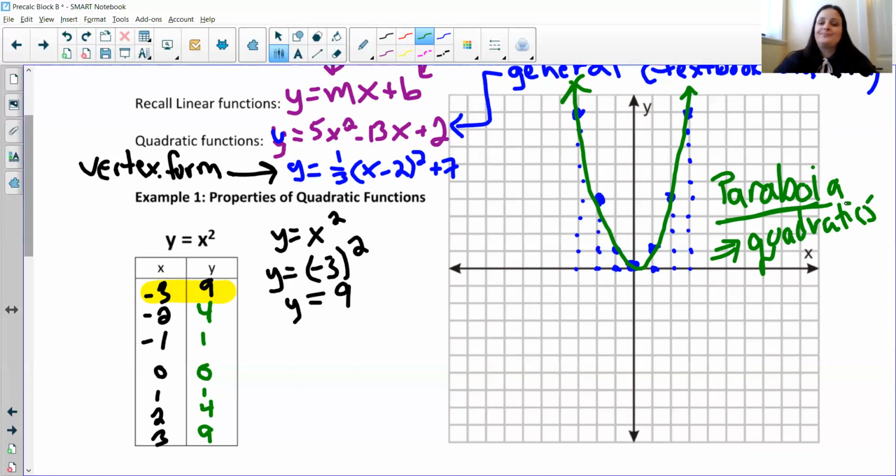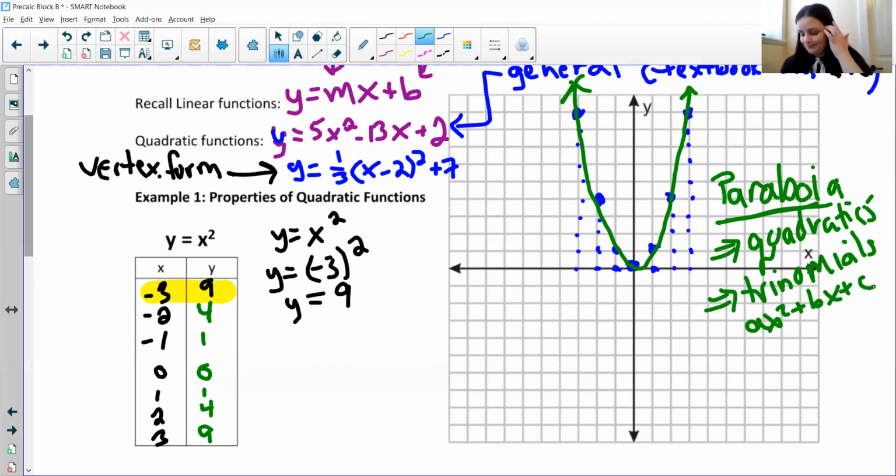So it's another trinomial. Technically anything with 3 different terms, unlike terms, is a trinomial, but the specific ax squared plus bx plus c trinomial is specifically a quadratic trinomial, which forms a parabola.